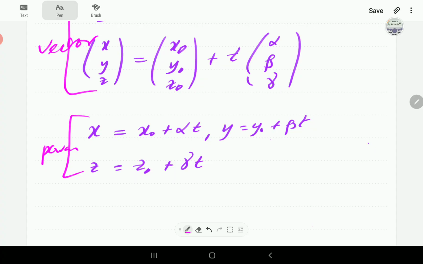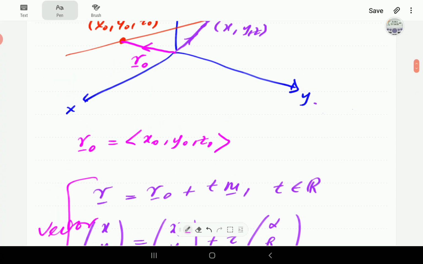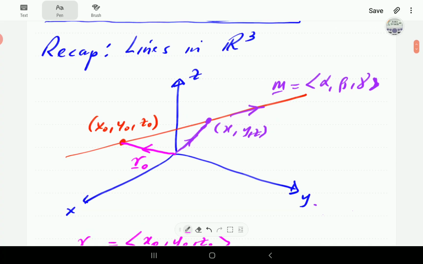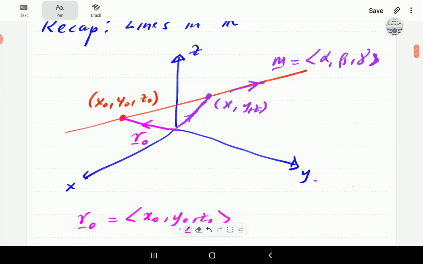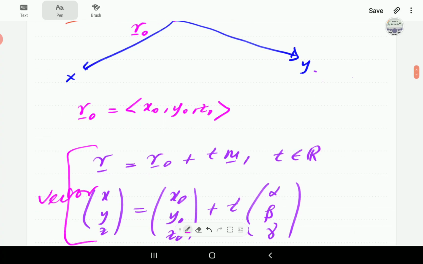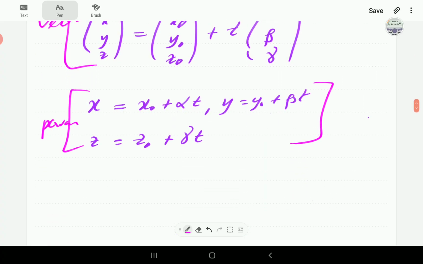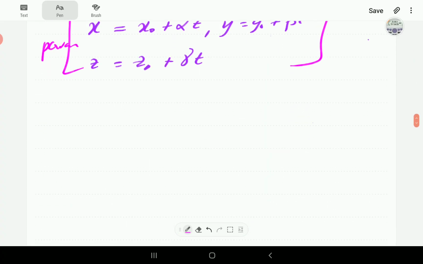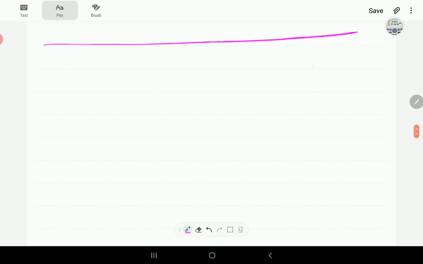Then we said if you eliminate t here, you get what we call the symmetric form for the equation of a straight line. However, what we have already covered now is good enough for us to extend this to the idea of the equation of a plane in 3D space.